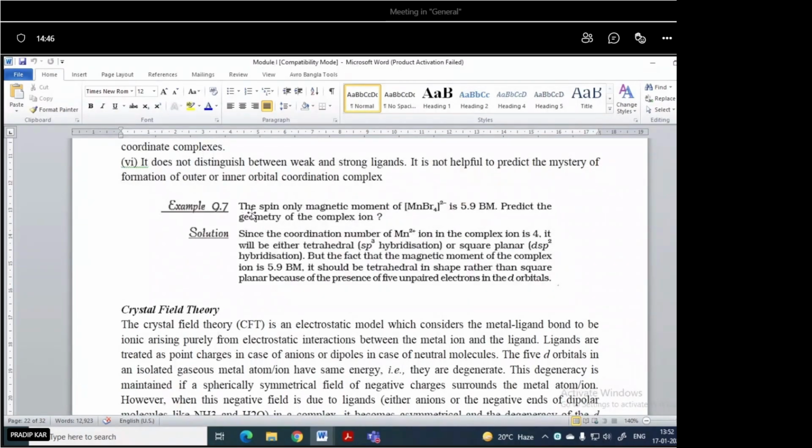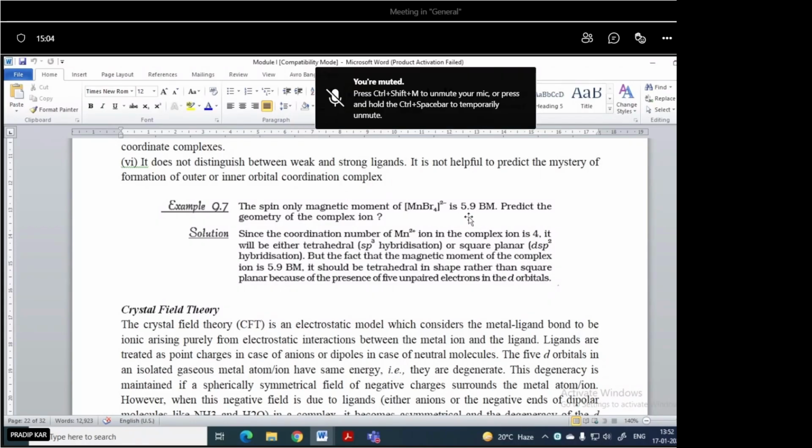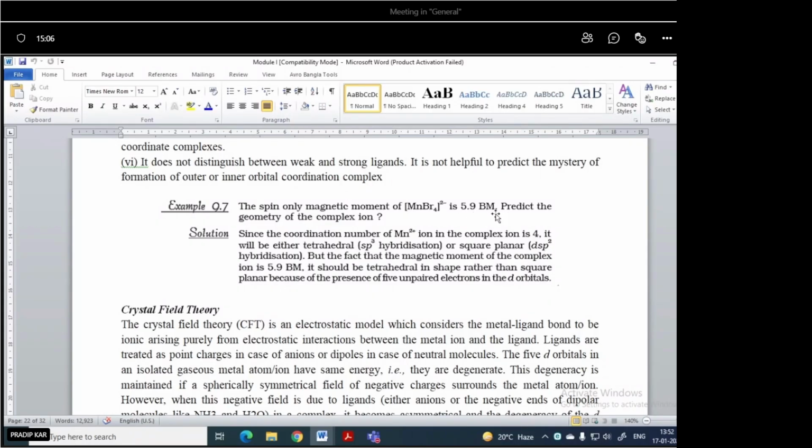Spin only magnetic moment of MnBr4 2 minus is 5.9 BM. Predict the geometry of the complex ion. Okay, what should be the geometry here? 5.9 BM means it is paramagnetic in nature. Okay, a magnetic moment having some value means it is paramagnetic in nature.